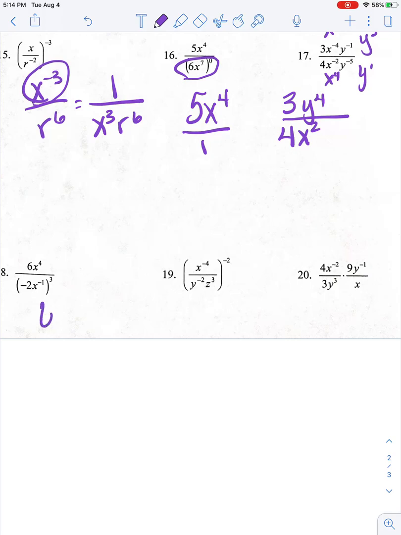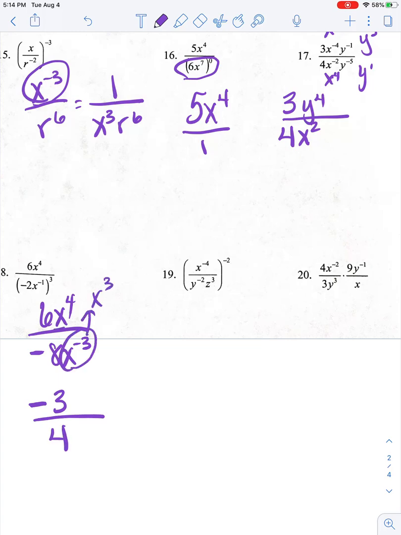All right, let's see. This one is going to cube the bottom. So negative 2 cubed is a negative 8. And when you have a power to a power, you multiply. I'm going to kick that negative up to the top. 6 and 8 reduces to 3/4. And that's moving to the top. Going to combine with that one and give me x to the 7th, because when you multiply, you add your powers.